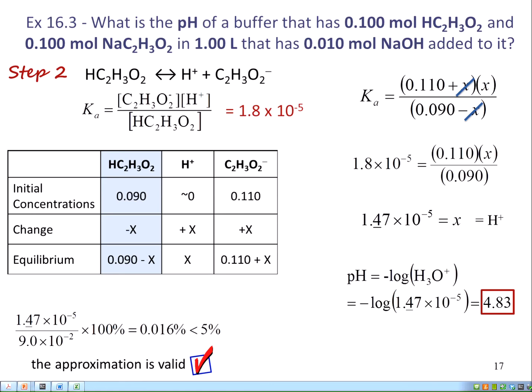So this is the second half of our lecture on buffers as part of our series on Chapter 16 of ionic equilibria. So in the last video we finished off with looking at solving this problem where we're looking at the pH of a buffer that has acetic acid in it, sodium acetate, and sodium hydroxide added to it.